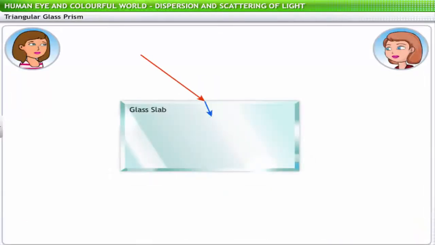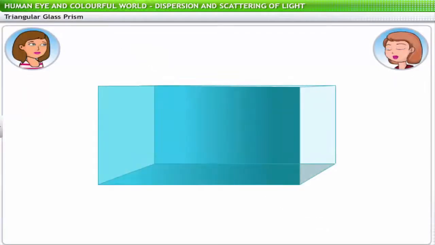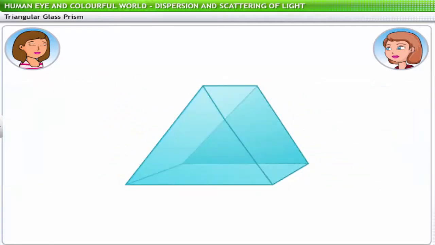You may have studied how light refracts through a glass slab. You can think of a prism as a triangular piece of glass carved from a glass slab. Let's see how light refracts when the glass slab is converted to a prism.